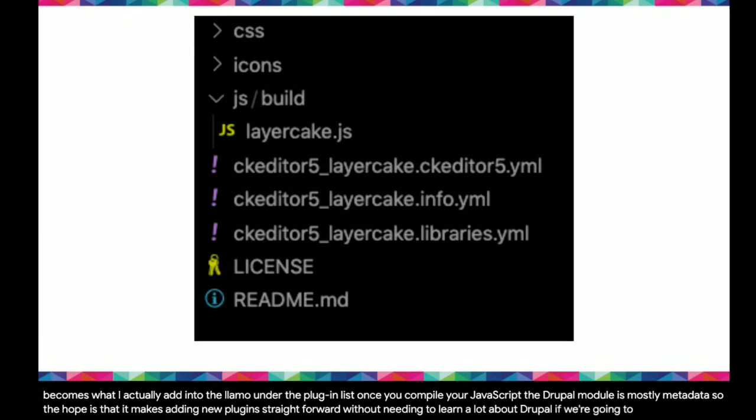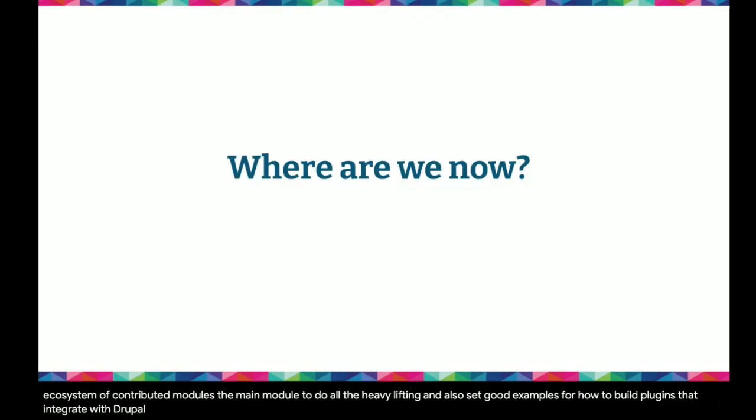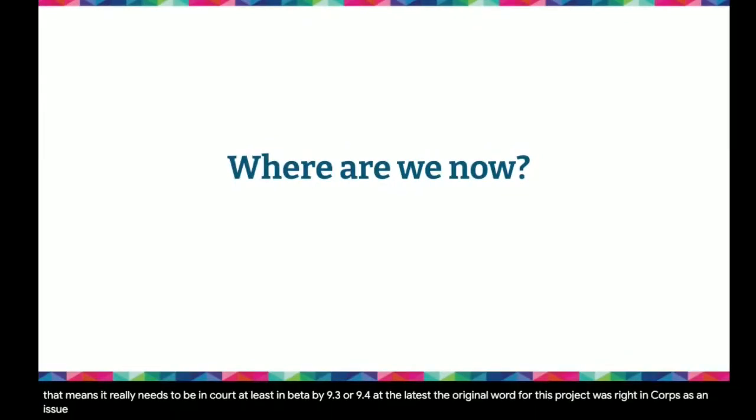If we're going to build a healthy ecosystem of contributed modules, the main module needs to do all the heavy lifting and also set good examples for how to build plugins that integrate with Drupal. So where are we now with that main module? The plan is to get CKEditor 5 in core and stable for Drupal 10, but that means it really needs to be in core, at least in beta, by 9.3 or 9.4 at the latest. The original work for this project was right in core as an issue fork, but after some time it became complex enough that it was hard to keep track of what had been done and what was remaining.